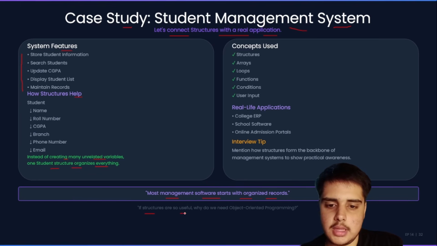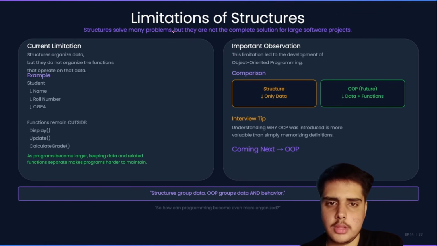So if structures are so useful, why do we need object-oriented programming? Let me explain. Limitations of structures are also there. Structures organize data, but they do not organize the functions. They operate on that data only. For example, a student has name, roll number, CGPA, but the functions remain outside. The display, update and calculate grade are outside.